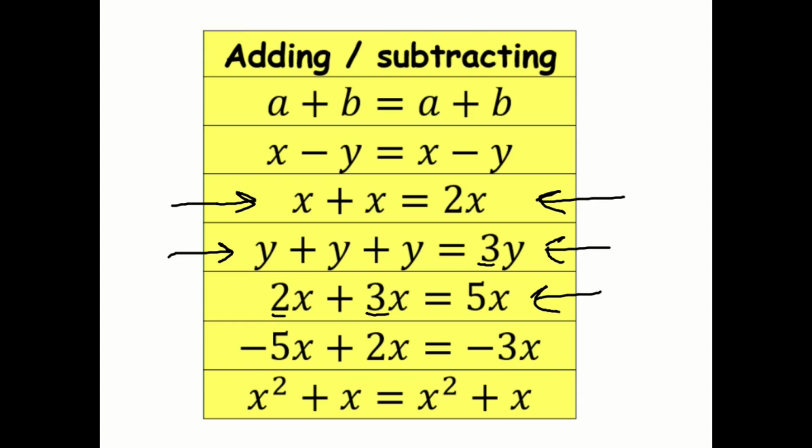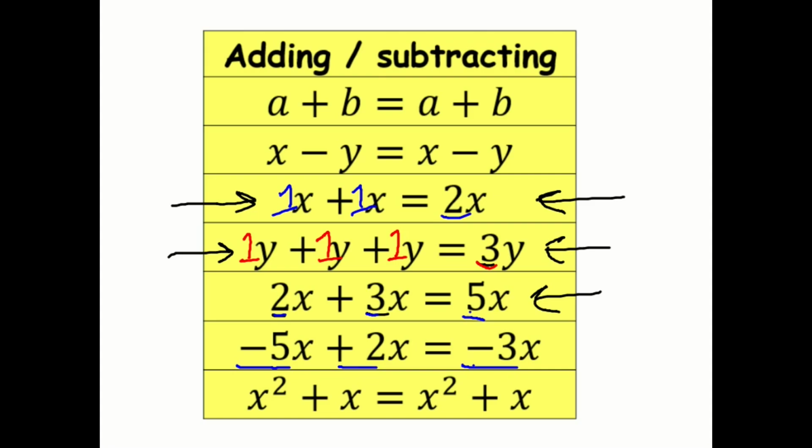Well, you can think about it as 1y plus 1y plus 1y makes 3y's. 1x plus 1x makes 2x's. So 2 plus 3 makes 5. What about this here? Well, if you think about your number line, minus 5 on the number line plus 2 takes you to minus 3 on the number line.